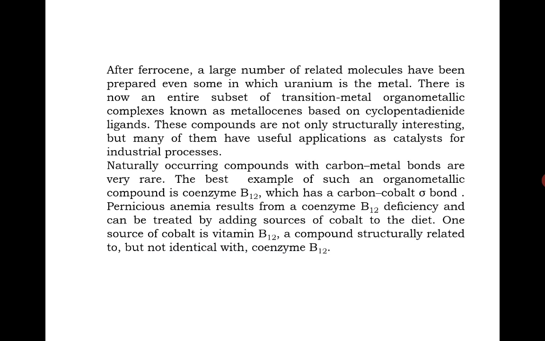Naturally occurring compounds with carbon metal bonds are very rare. The best example of such an organometallic compound is coenzyme B12, which has a carbon cobalt sigma bond. Pernicious anemia results from a coenzyme B12 deficiency and can be treated by adding sources of cobalt to the diet. One source of cobalt is vitamin B12, a compound structurally related to but not identical with coenzyme B12.